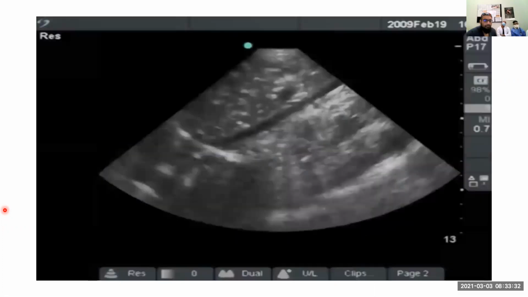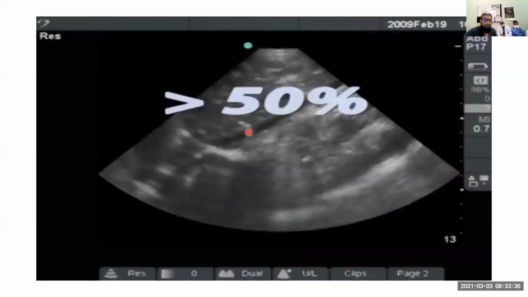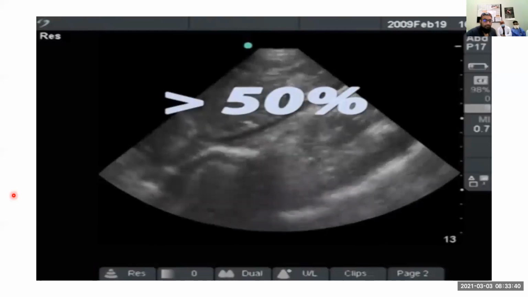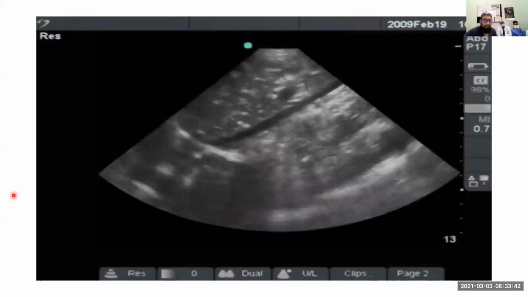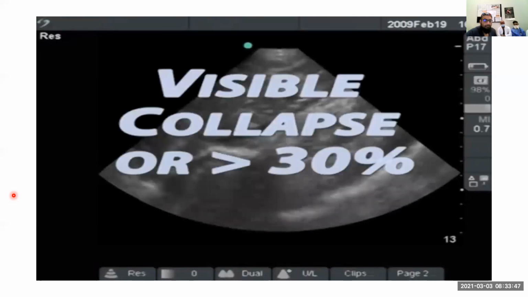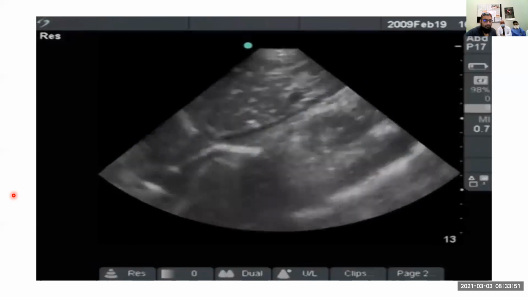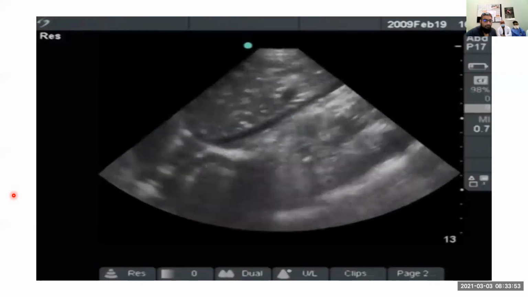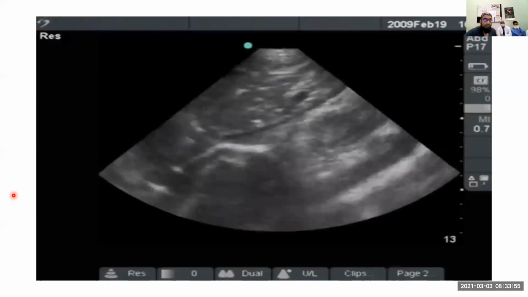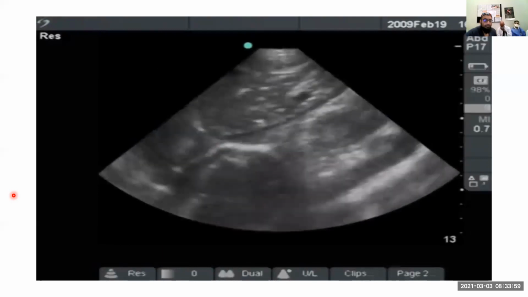This IVC is collapsing nearly completely, but anything greater than 50% is a patient who's going to be responsive to fluid. So that's the most validated number. If the IVC collapses more than 50%, give them some fluid. I would tell you if it's greater than 30%, which is really what you can easily see with your eye, I would probably, in most cases, give them fluid. So if you're really seeing any significant collapse, then the patient needs fluid.